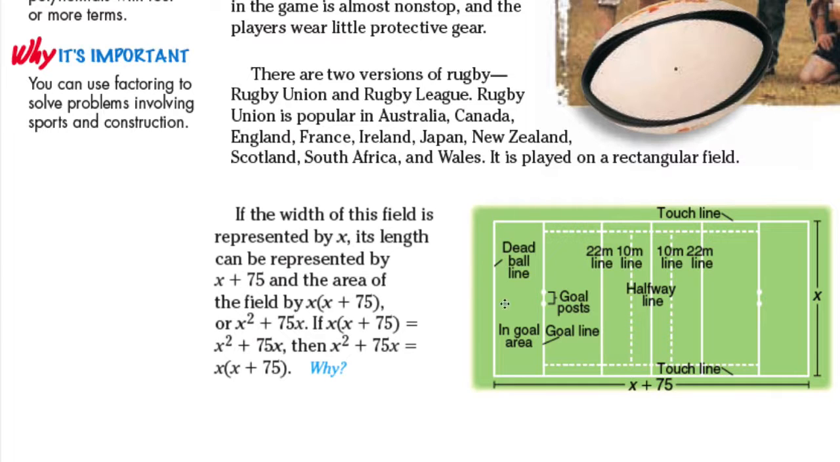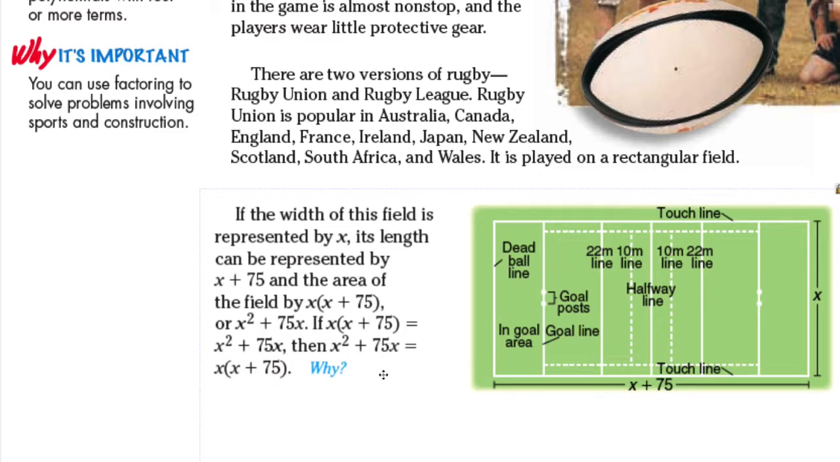Okay, so this is a rugby field right here. If the width of this field is represented by x, right there, and the length can be represented by x plus 75 right there, the area of the field is x times the quantity x plus 75, or x squared plus 75x. Okay, so the area is the product of these two, which is x squared plus 75x. If x times the quantity x plus 75 equals x squared plus 75x, then x squared plus 75x equals x times the quantity x plus 75.